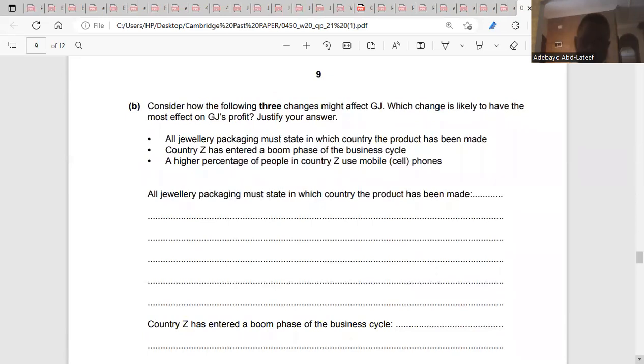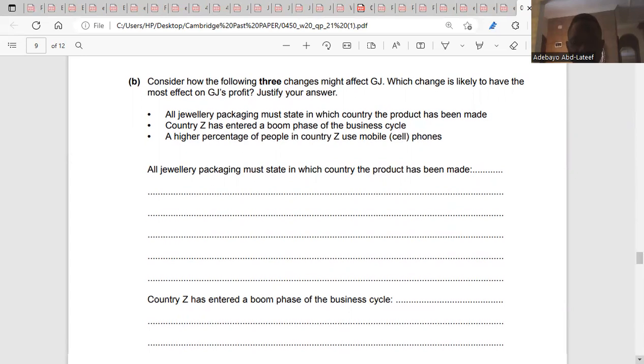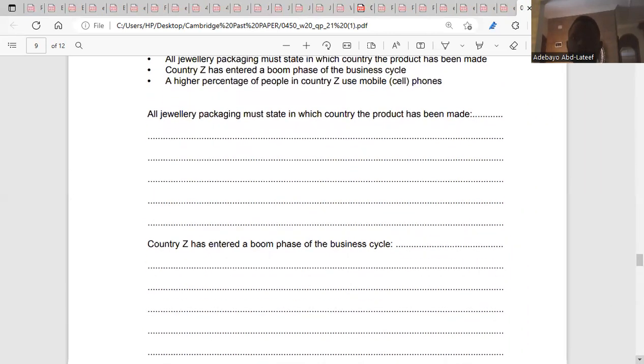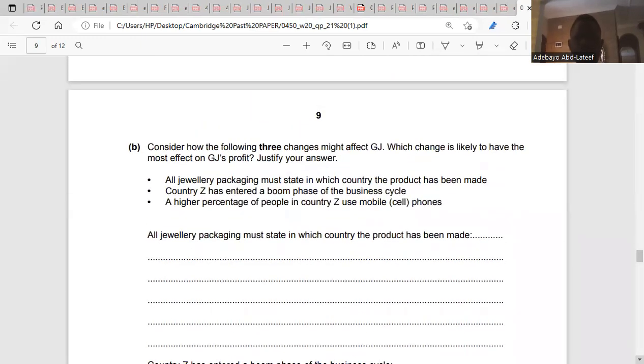B. Consider how the following three changes might affect GJ. Which change is likely to have the most effect on GJ's profit? Justify your answer. All jewelry packaging must state in which country the product has been made. Countries that have entered the boom phase of the business cycle. A higher percentage of people in countries that use mobile cell phones. So now let's talk about all jewelry packaging must state in which country the product has been made.